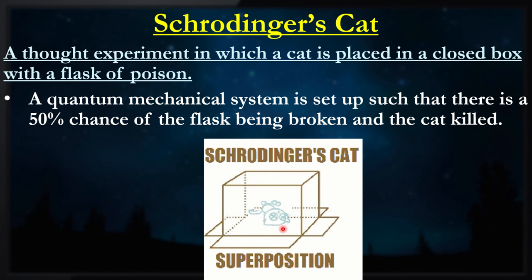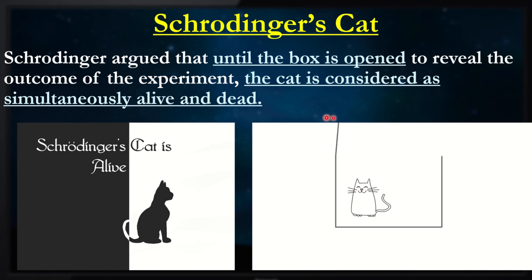You might also have heard the concept of Schrodinger's cat. So it's a clever thought experiment in which a cat is placed inside a closed box, and poison is placed inside the box. Now, according to the quantum mechanics of uncertainty, there is a 50% chance that when the flask is broken, the cat could be killed, or it could be alive, or it doesn't break at all, sort of a thing.